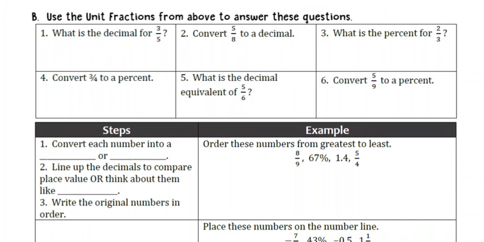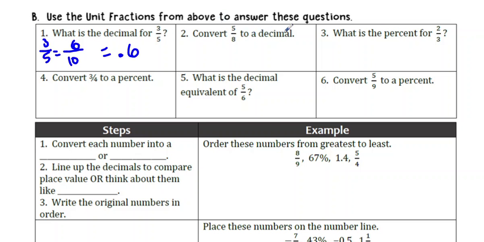Okay, it says, first thing, use the unit fractions from above to answer these questions. What's a decimal for 3/5? Okay, very quickly, guys, because remember the first easiest way to change a fraction to a decimal is to see if you can make a denominator like a 10, 100, 1,000. We know this is an easy 10, so I multiply by 2. I do 5 times 2 and I get 10, so that means I have to do 3 times 2 and I get 6. Okay, this is 6/10, so 6/10 is 0.6.